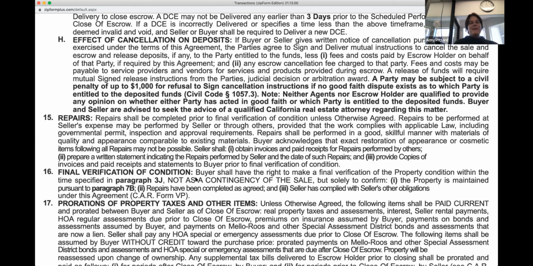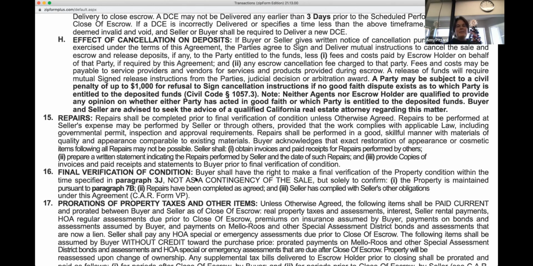15, repairs. All right, repairs shall be completed prior to final verification of condition unless otherwise agreed. Keep in mind that on this new purchase agreement, it says the final verification of property condition is to be completed 5 days prior to the close of escrow, not within 5 days, but actually 5 days prior, which means all the repairs should be completed 5 days prior to close. If those repairs aren't going to be completed 5 days prior to close, you probably need an amendment to the contract, an AEA, extending that time frame to complete those repairs and changing the final verification date to match when the repairs will be completed. Just throwing that out there.